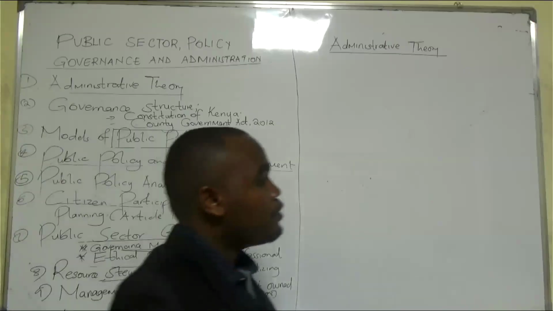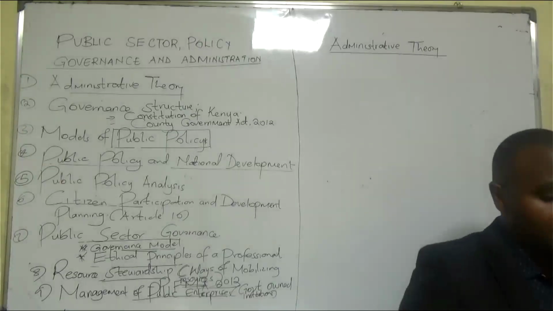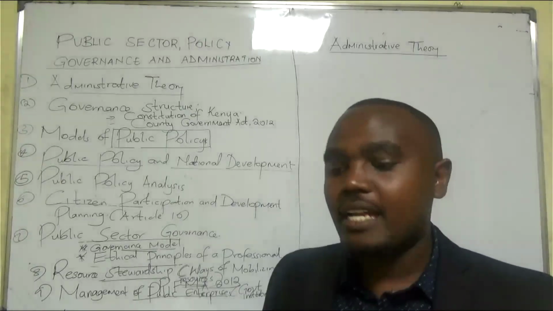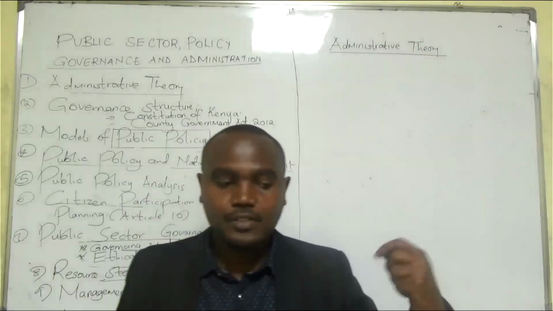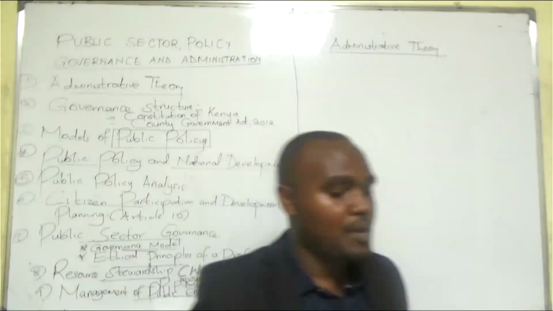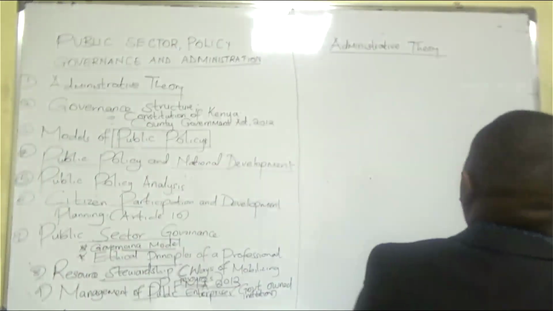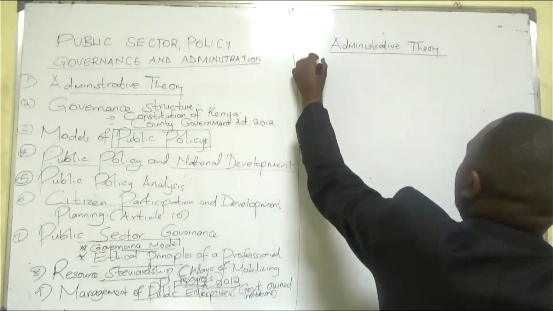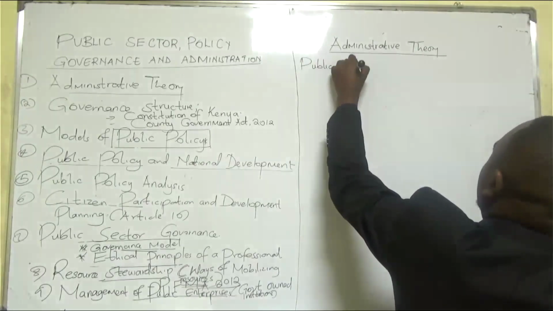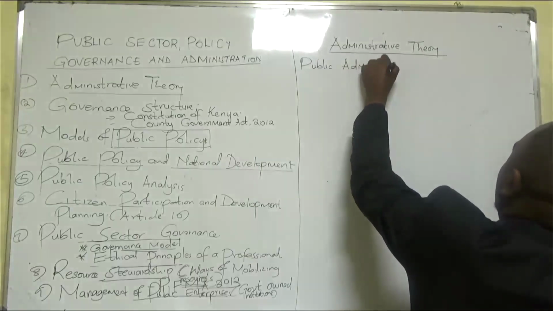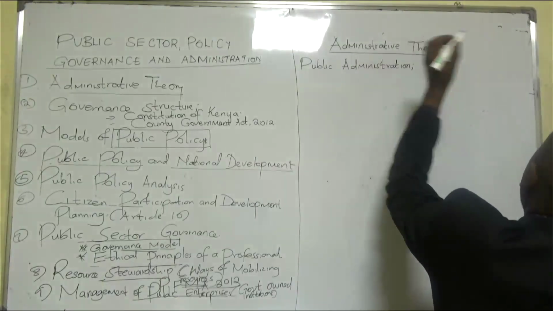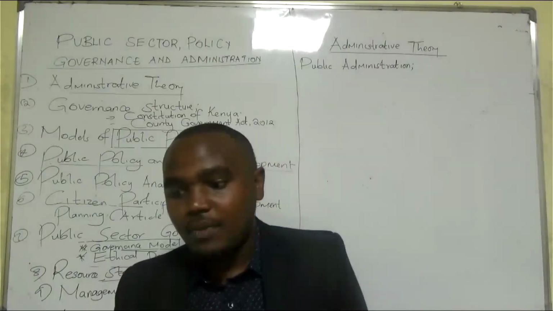So now we want to introduce the first topic, administrative theory. As we have said, administrative theory is on matters concerning the members of the public. So we want to start by discussing the meaning of public administration. The meaning of public administration.